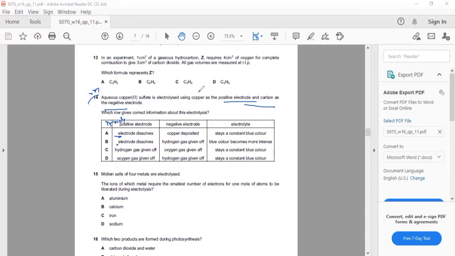What are the ions? Copper ions, sulfate ions, OH ions, H plus ion. H plus does not discharge in the presence of copper because copper is below hydrogen, so copper is preferentially discharged. At the negative electrode, copper is deposited. So B is wrong. A is the answer. Copper 2 plus will go to the cathode. Okay.